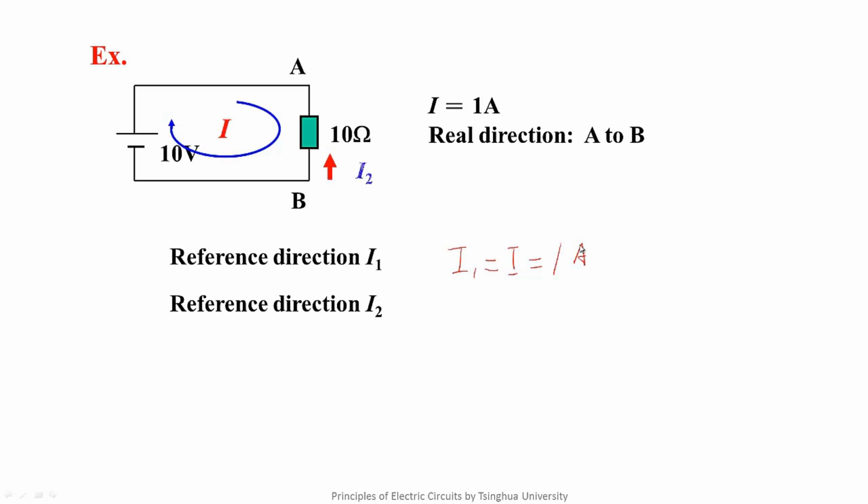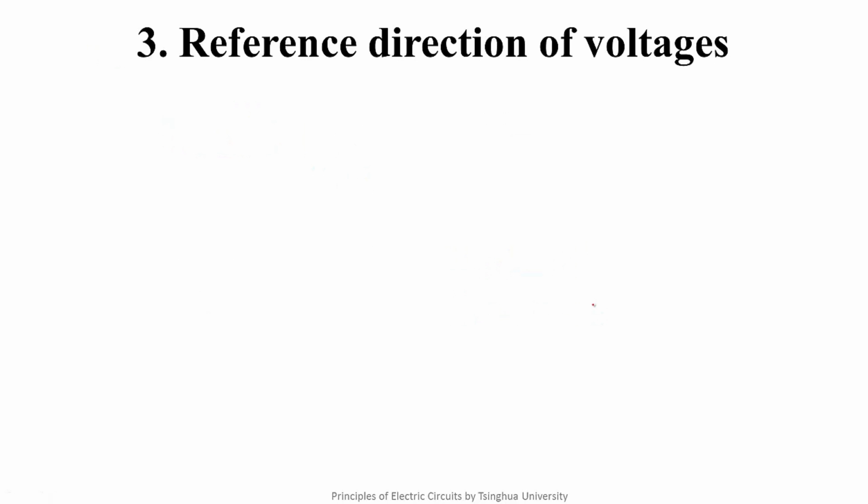But if we define the current as from B to A, it's easy to get from the simple equation that IR equals negative I equals minus 1 ampere. After discussing the reference direction of the current, let's discuss the reference direction of the voltage.